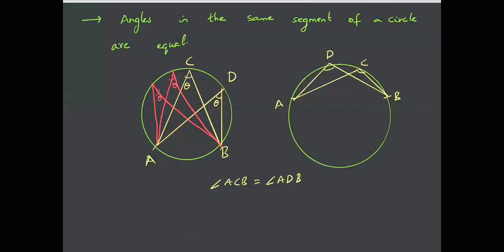Okay. Similarly, this is a major arc AB which is subtending theta on the circumference. So at all the points it will subtend theta. Okay. So all these angles are equal to theta.